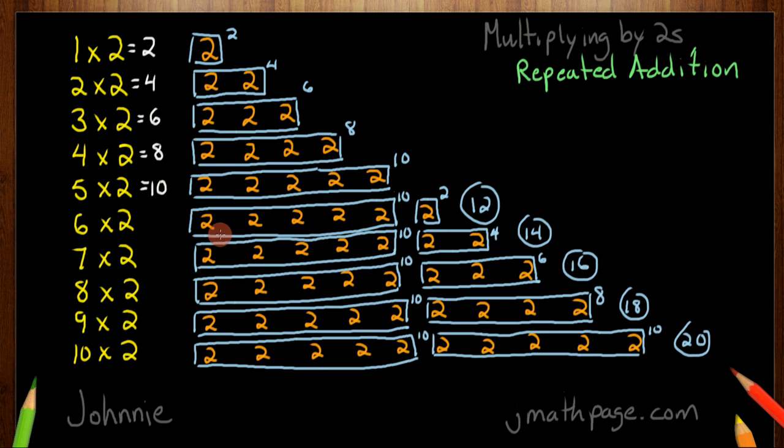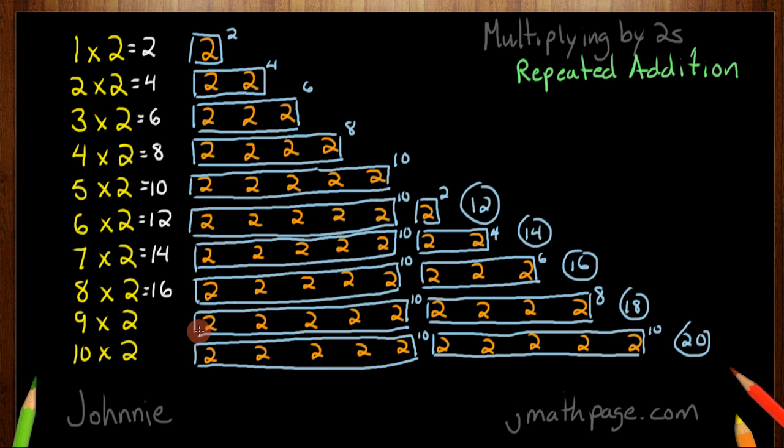6 2's, well, we know we have 5 2's and 1 more 2. 5 2's is 10, 1 2 is 2, 10 and 2 together make 12. So we know 6 2's is 12. 7 times 2, 5 2's, which is 10, and 2 more 2's, which is 4, gives us 14. So 7 2's is 14. 8 times 2, we start with our 5 2's, we add 3 more 2's, so 5 2's was 10, 3 more 2's is 6, altogether 16. So 8 times 2 is 16.